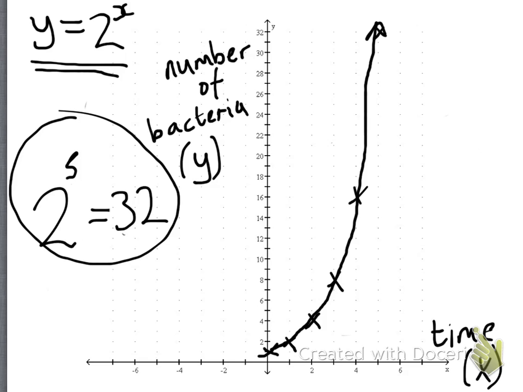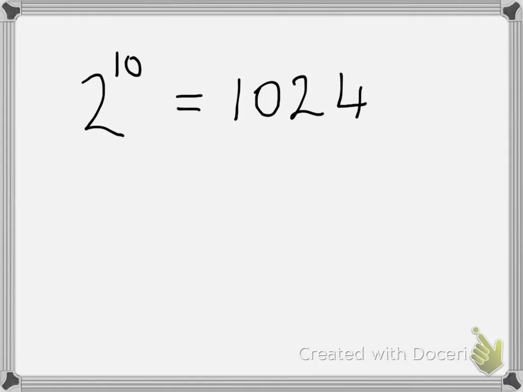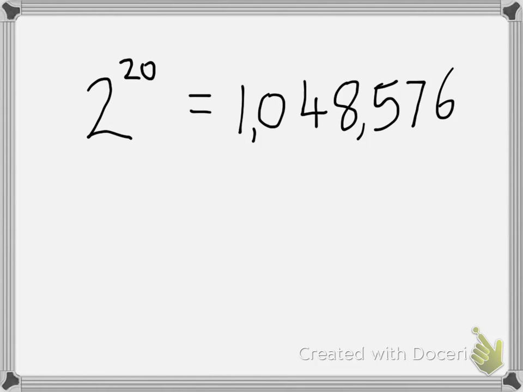Guess how much we've got after 10 minutes? I can't fit it on this graph, okay? No way I can go way up there. So, after 10 minutes, what will that be? Okay, after 10 minutes, I've put a 10 there instead. Ready? There. I've got 1,024 bacteria, okay? Put it in your calculator. How about after 20 minutes? Ooh, all of a sudden I'm over 1 million bacteria. I keep doubling, that's 20 minutes.